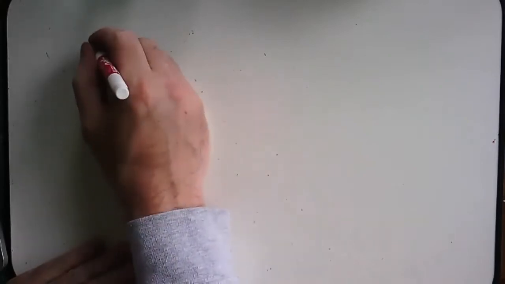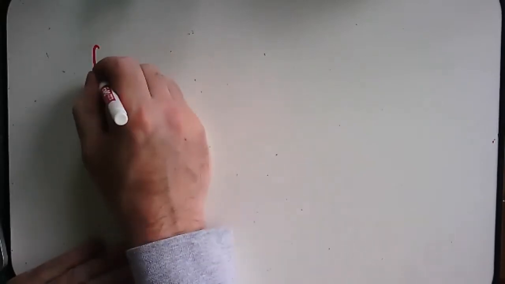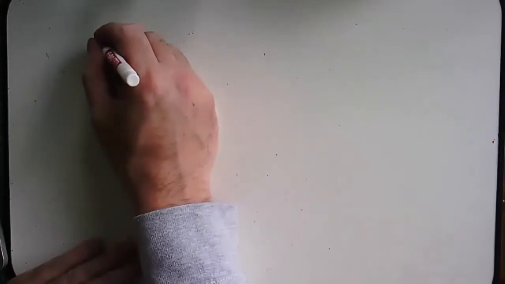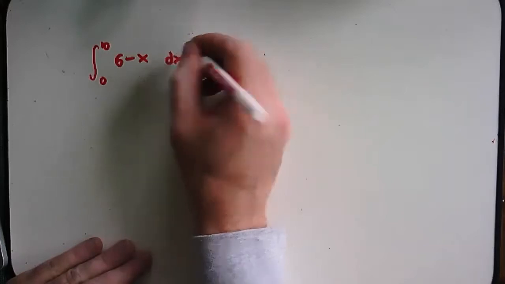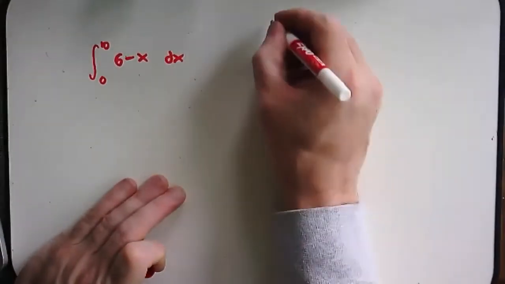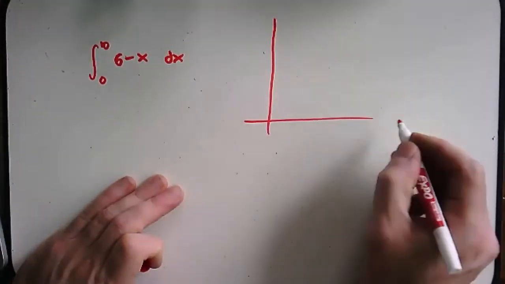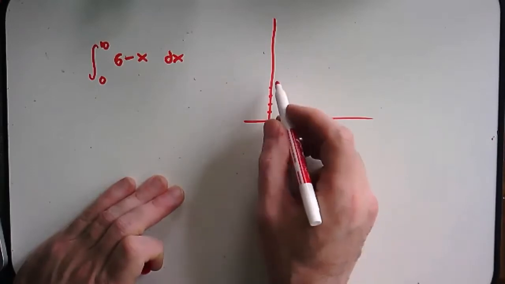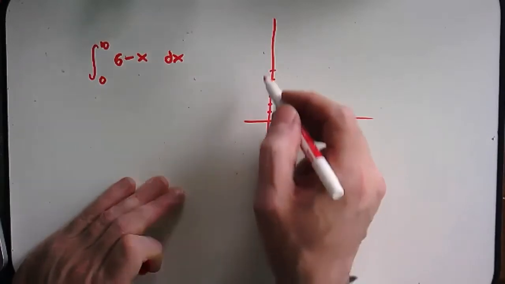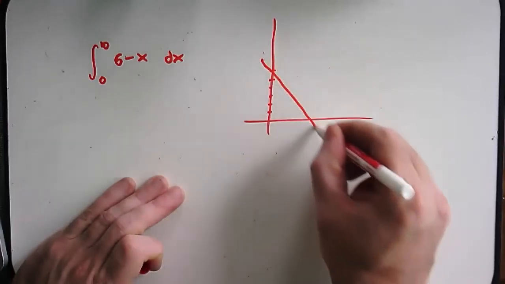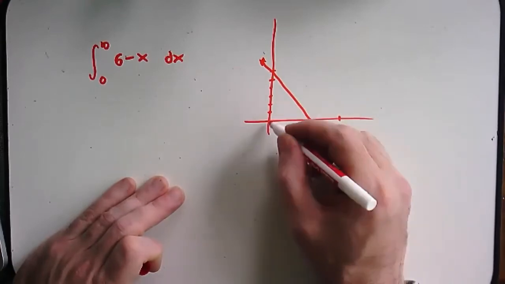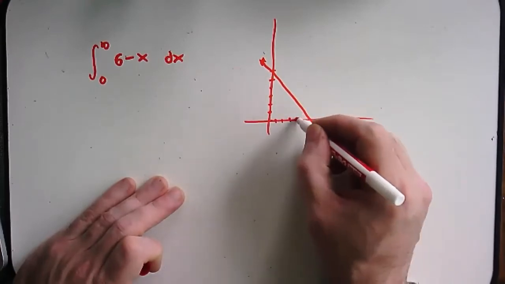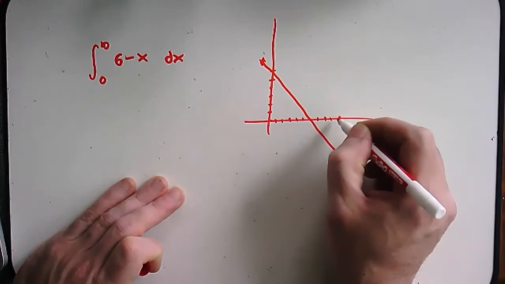So I think last week I did a problem like this. It was the integral from maybe 0 to 10 of 6 minus x dx. Okay, so 6 minus x, that's a linear function. Slope is -1, y-intercept is 6. So that would look something like this. And if I'm adding this up to 10, 1, 2, 3, 4, 5, 6, 7, 8, 9, 10.